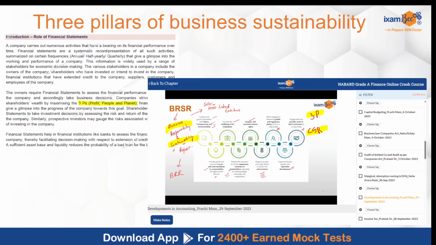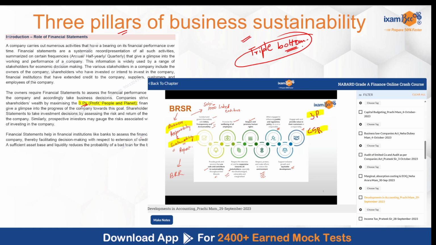Moving ahead to the next question in descriptive, the 3 pillars of business sustainability were asked. We are still not clear if the triple bottom line terminology was used or only the 3 pillars of business sustainability. Either way, it talks about the triple bottom line concept or the 3 P's: profit, people, and planet. Again, this is a topic which is interrelated to social responsibility, and a very recent accounting reporting in the form of the business responsibility and sustainability report that SEBI included.